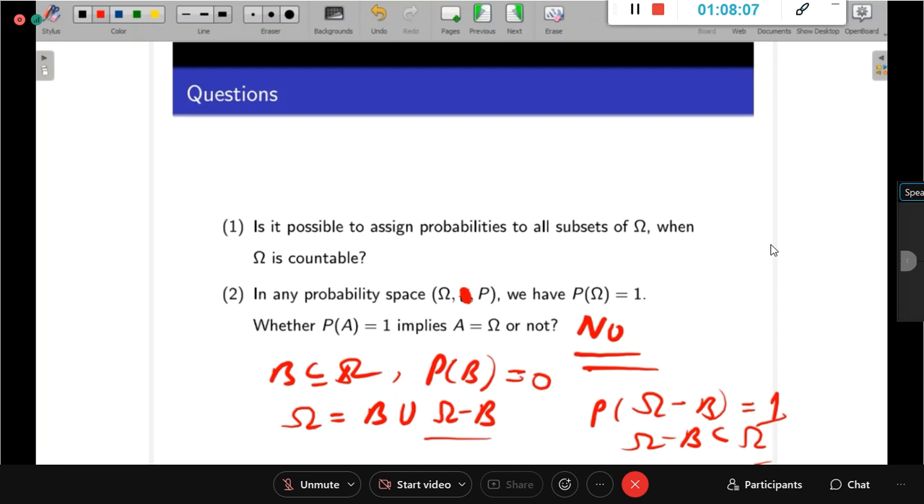Okay. But sir, the two probabilities are mutually exclusive. But again, probability of B is 0. Does it imply that B is a null set or not? So I will ask you in another way. Then you should not give this example. Then you take B as 1, and then you have to come up with an example.